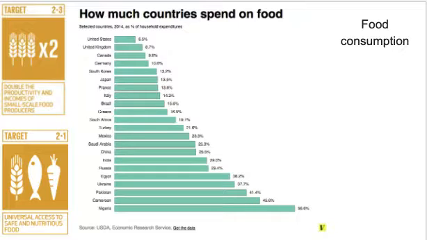On top of that, we have an increased level of urbanisation. Now over 50% of the world's population lives in urban areas. Urban populations also can be more food insecure because they are unable to produce their own food.